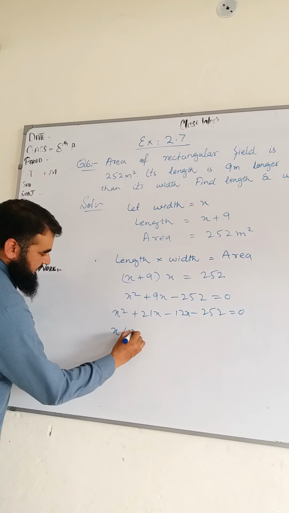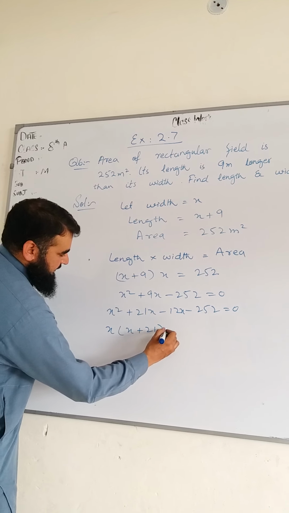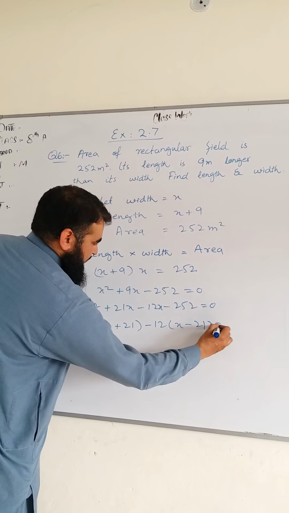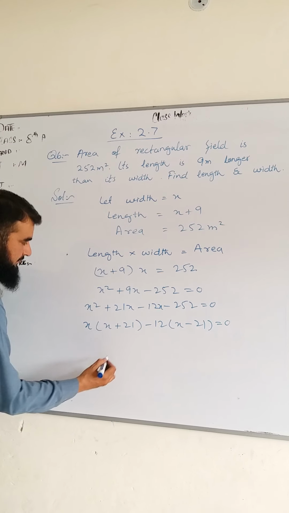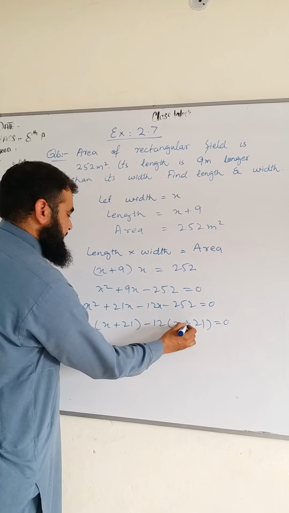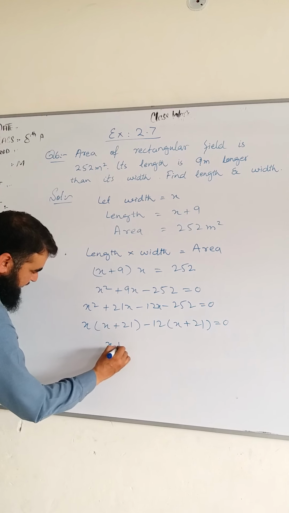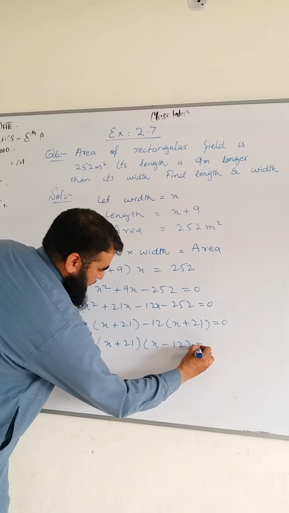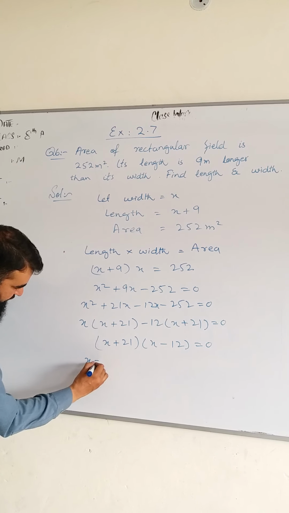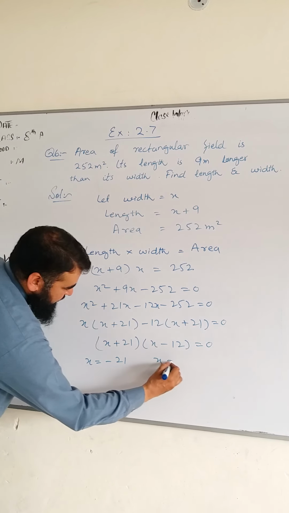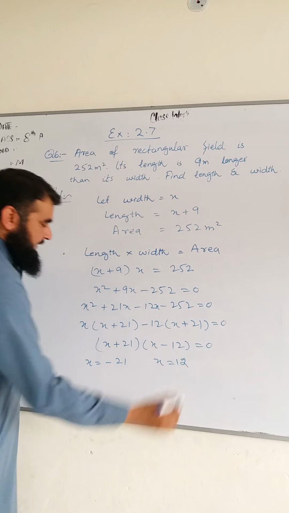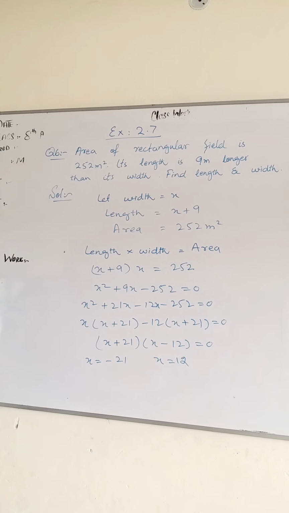So taking x common: x plus 21, then taking minus 12 common: x plus 21. So x plus 21 and x minus 12 equals 0. So we have the values x is equal to minus 21 and x is equal to 12. So we will again use the positive value here.